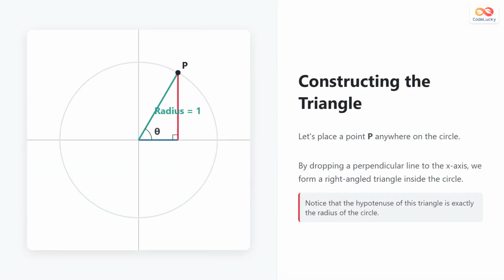Let's place a point, P, anywhere on the circle's edge. By drawing a line straight down to the horizontal axis, we can create a right-angled triangle. Notice that the hypotenuse of this triangle connects the center to the edge, so its length is equal to the radius, which is 1.